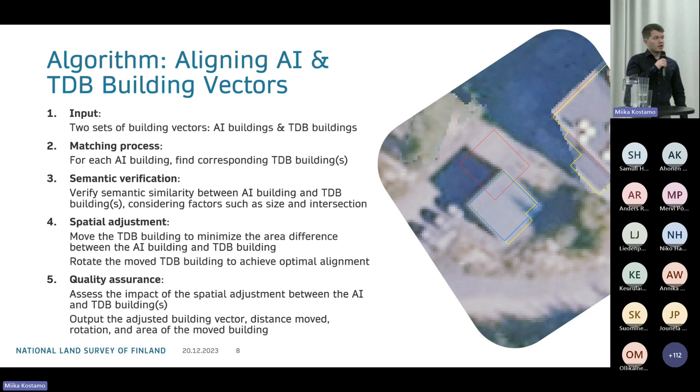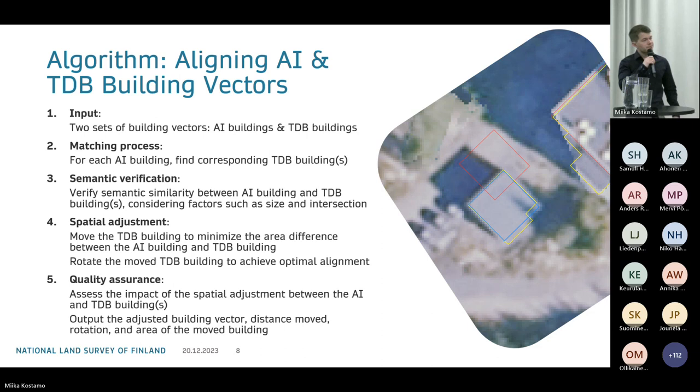And next, the important step, spatial adjustment. In this step, we move the topographic database building to minimize the area difference between the AI building and topographic database building. And next, we rotate the moved topographic database building to achieve the optimal alignment. And we need to do these steps separately because if we both move and rotate the buildings together, sometimes when minimizing the area, the building can be rotated to find the best position that is wrongly rotated in the middle of the AI building if there is a little difference with the building sizes.